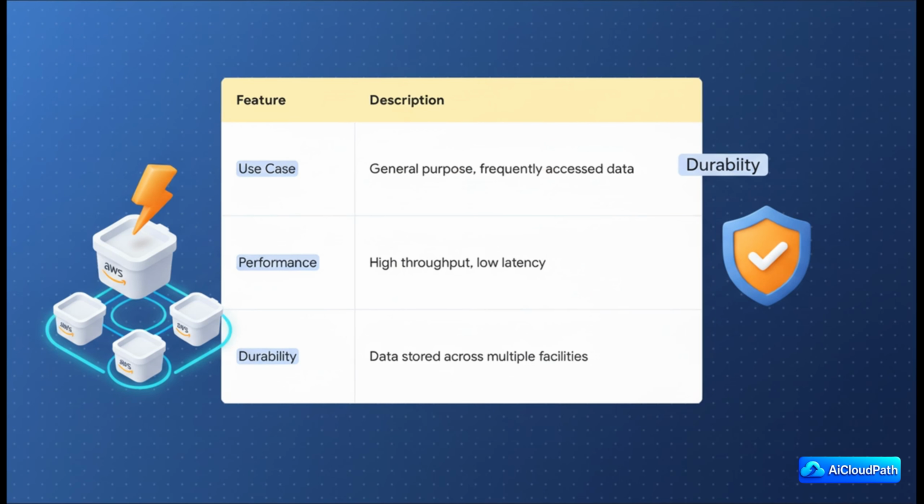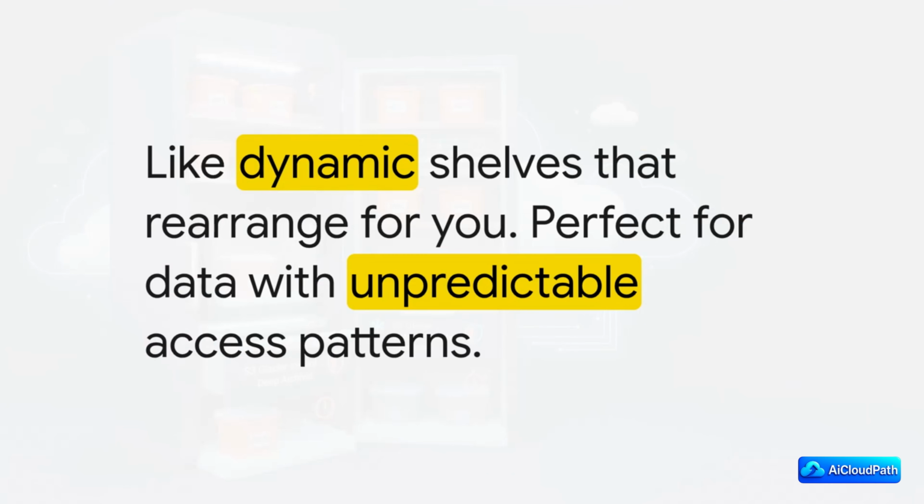And look at the combination here. S3 Standard is built for both incredible performance and rock-solid durability. You're getting high throughput and super low latency for lightning-fast access. But, and this is crucial, your data is also stored across multiple different facilities for extreme durability. It's truly the best of both worlds, fast and safe.